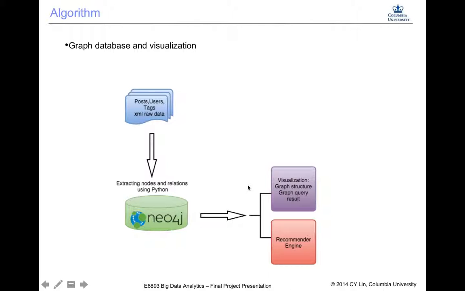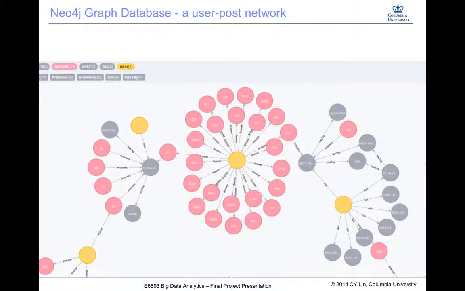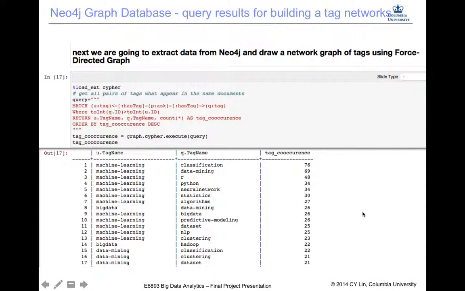In the next part of our project, we deploy our database on Neo4j. The database can be shown as follows. The red nodes are answers, the yellow are users, and the gray ones are questions. The questions have different tags. Having this database, we can conduct some simple analysis and extract data out of the database for further use. The first example I show is that we extract data from Neo4j to draw a network graph of tags using a force-directed graph.